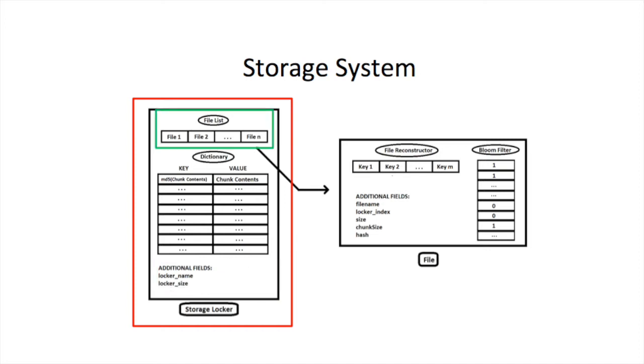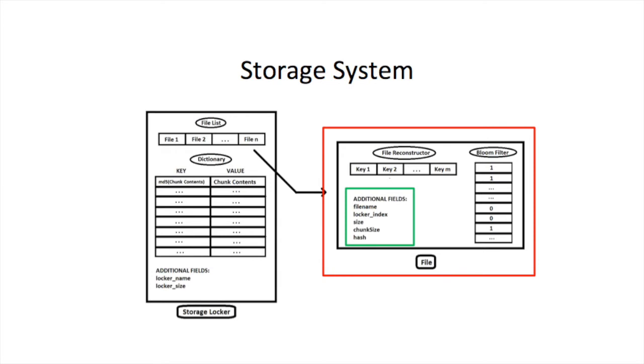In our file list, we actually keep track of certain information from each file. We keep track of the file name, its index in the storage locker, its size, the chunk size that was used to process the file, as well as a hash of the entire file. Most importantly, we keep track of what we call a file reconstructor, which is a list of keys from our dictionary ordered in such a way that we can iterate through it to reconstruct and regenerate our file.